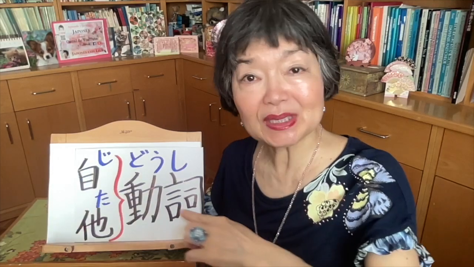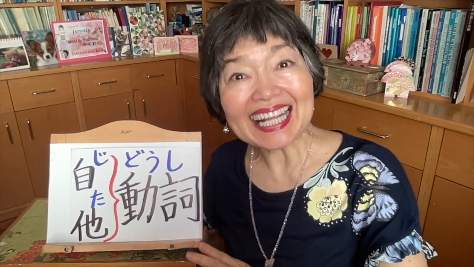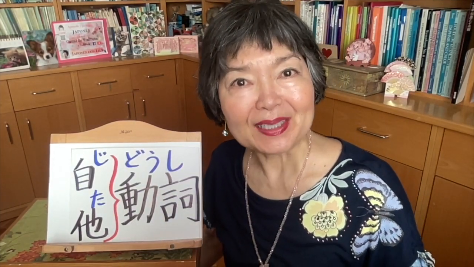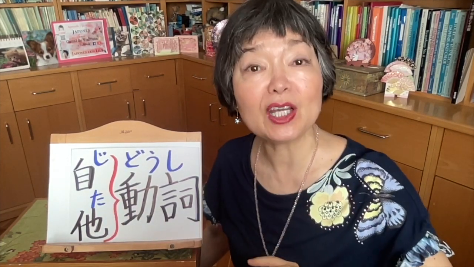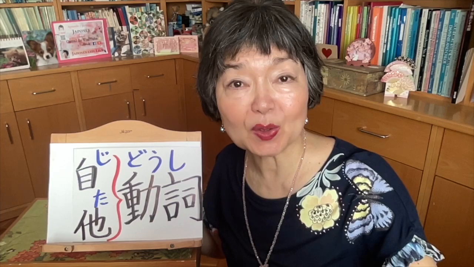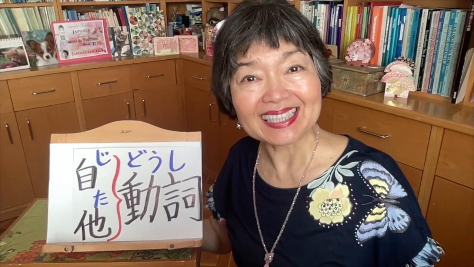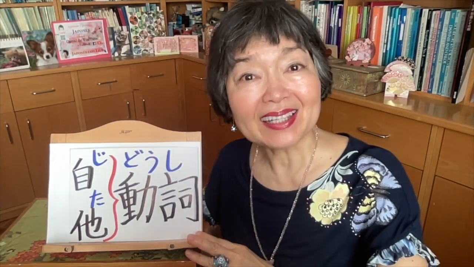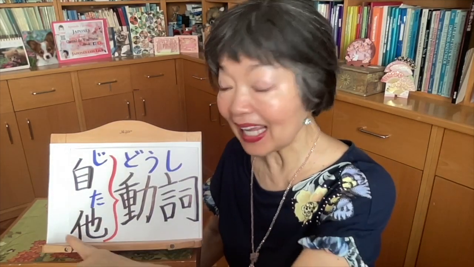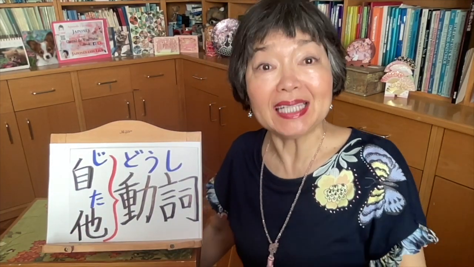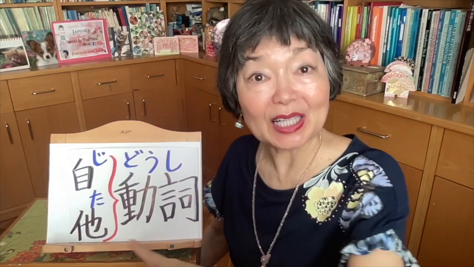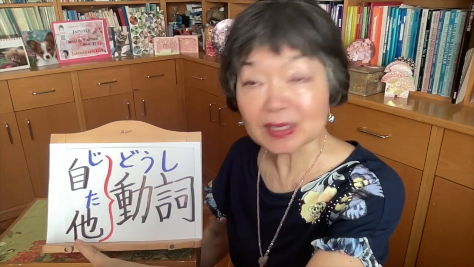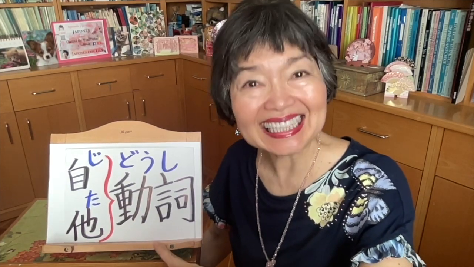Understanding this, 自動詞 is like self-verbs. Intransitive verbs describe actions that happen by themselves. It means they don't require any objects, so we don't use the particle wo. We don't need an object, so we are not going to use wo with 自動詞. On the other hand, 他動詞, this kanji 他 means the others. So we need other things. We need objects. 他動詞 is transitive verbs. So we need to use the particle wo when we use 他動詞, transitive verbs.